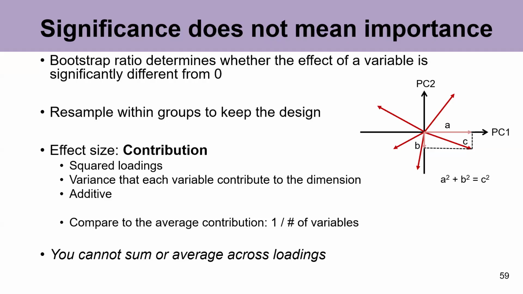The reason why we square it is because of the Pythagorean theorem. If you just add A plus B, it's not going to give you C. It's not going to give you the overall variance. Make sense? So C squared is the variance, and you can break it down into how much of the variance is from component 1, A squared, and how much of the variance is from component 2, B squared. So remember to square it before you do anything.